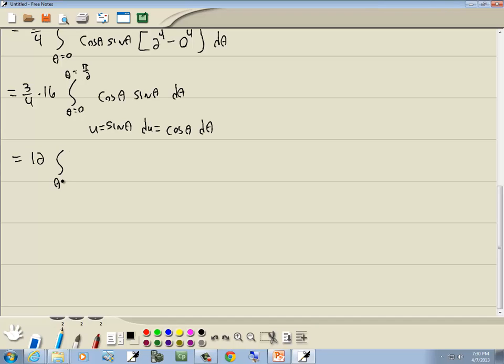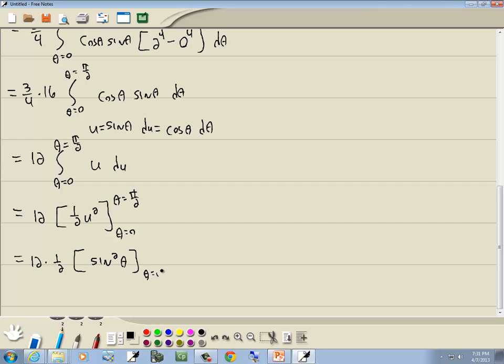And then this becomes theta from 0 to pi over 2, and sine theta gets replaced by u, cosine theta d theta gets replaced by du. Well, the integral of u is 1/2 u squared. Theta is equal to 0, theta is equal to pi over 2. I'll take the 1/2 and put it out in front. So we've got 12 times 1/2. And for the u squared, I'll plug my u back in. I said u is equal to sine theta. So this will become sine squared theta, from theta is equal to 0 to theta is equal to pi over 2.